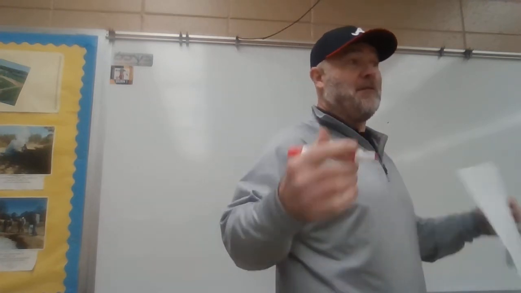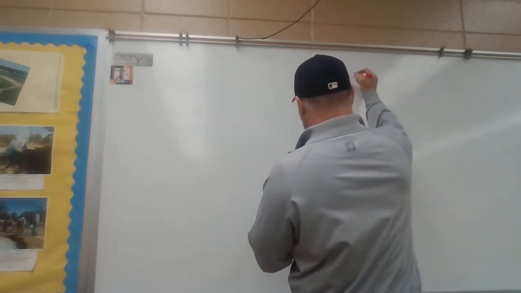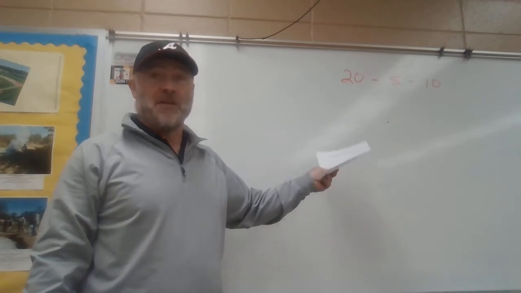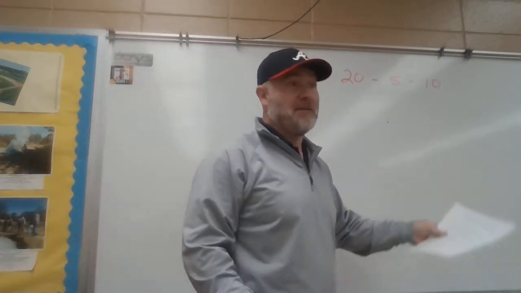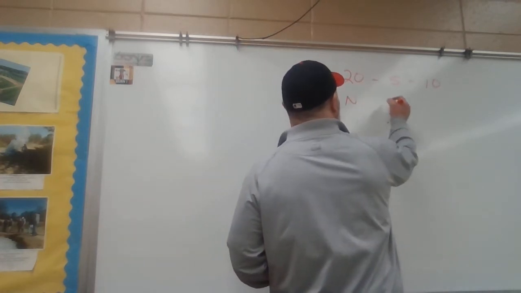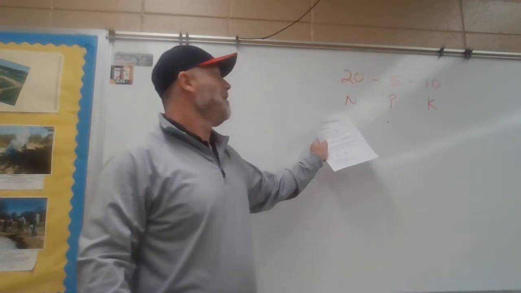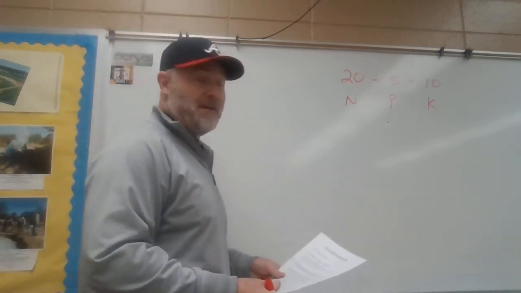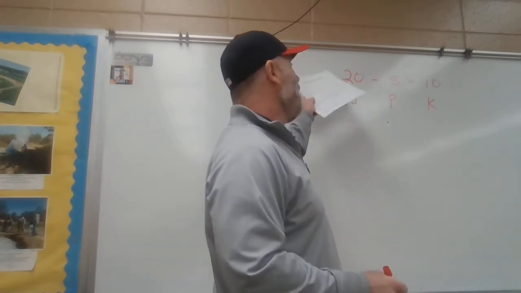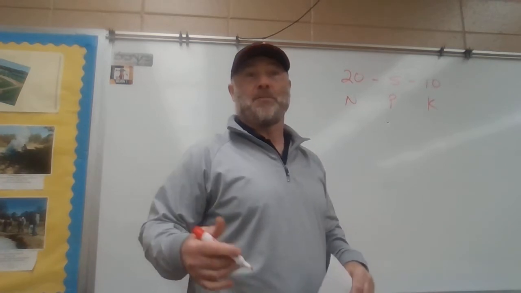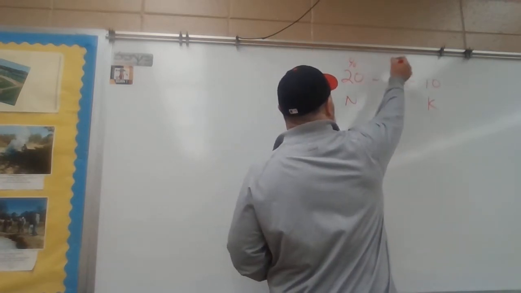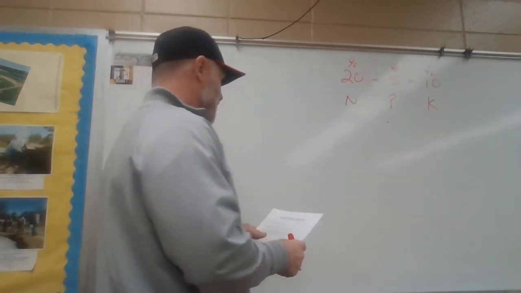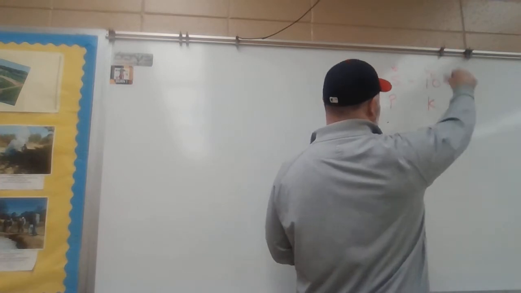So fertilizer bags, what do we have on them? Numbers, right? Those are the numbers that are on all fertilizer bags. What do those numbers mean? The N? Nitrogen. NPK. That's your essential elements that are in all fertilizer bags, promoting growth and healthy turf. But what do those numbers actually represent? Percentages. So 20% nitrogen, 5% phosphorus, 10% potassium.